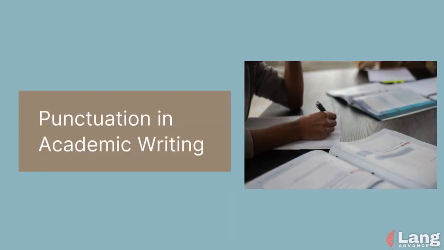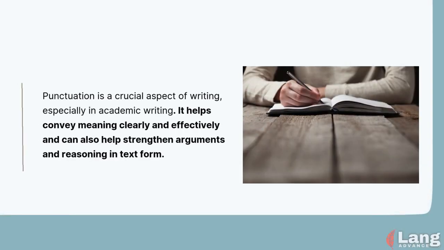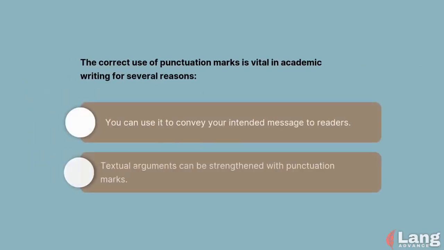Punctuation in academic writing. Punctuation is a crucial aspect of writing, especially in academic writing. It helps convey meaning clearly and effectively and can also help strengthen arguments and reasoning in text form. The correct use of punctuation marks is vital in academic writing for several reasons. You can use it to convey your intended message to readers. Textual arguments can be strengthened with punctuation marks.